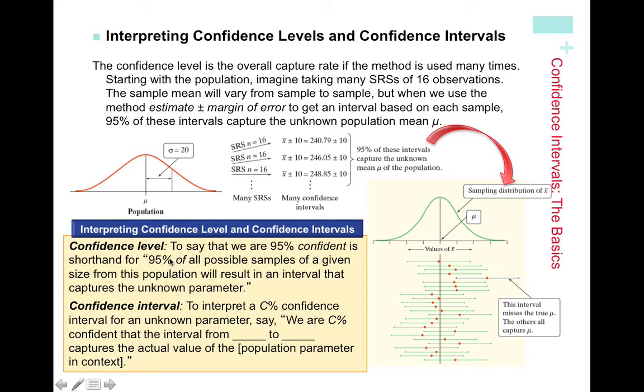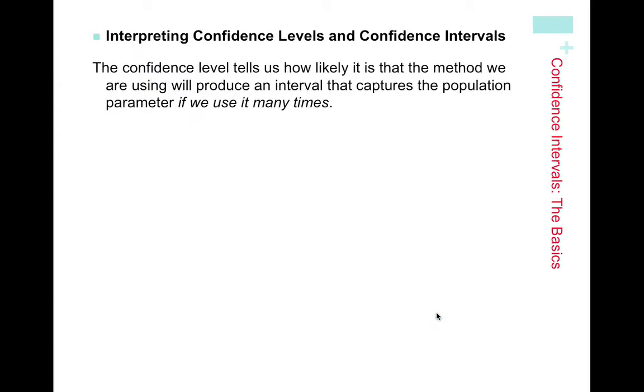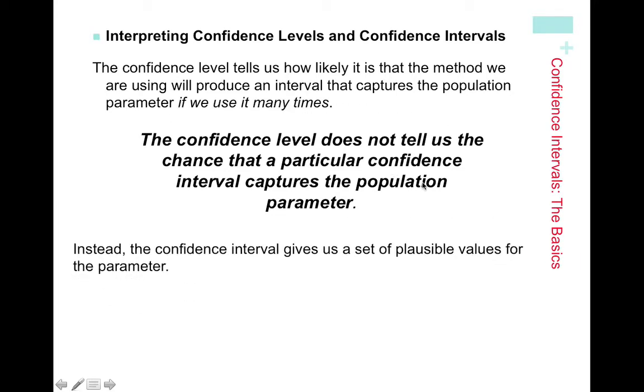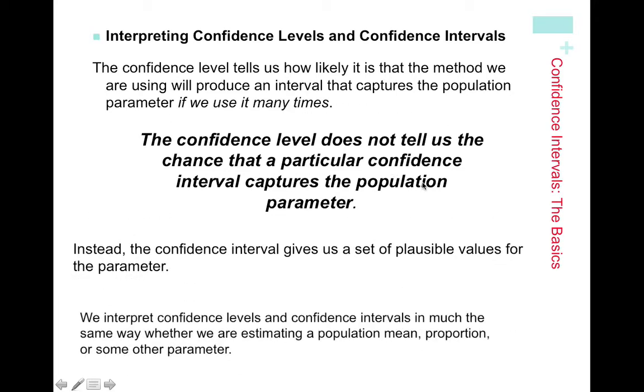If you're just interpreting the level, that is a more generic one. The interval has to be in context of the problem. The level is just, what does it mean to be 95% confident? So you could just say that, if you repeated this process many times with many samples and created many intervals, 95% of those intervals should capture the true mean. It never tells us the chance that a particular confidence interval captures the population parameter. It just gives us a plausible set of values.